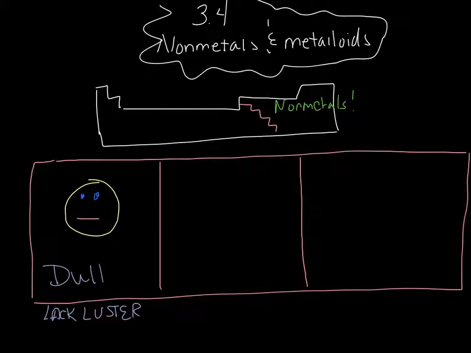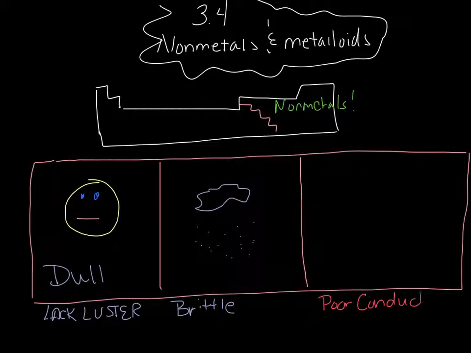They are brittle, which means that they come apart really easily. They break apart. They're not very strong. So if I have a piece of coal, that coal will break into pieces very easily. And they are poor conductors of electricity. So if you jam them into a light socket, the electricity will not pass through them easily.